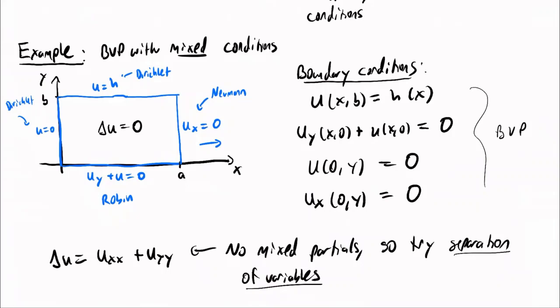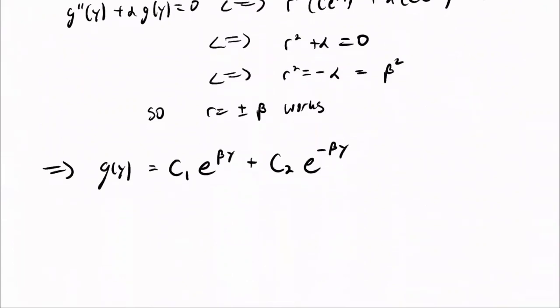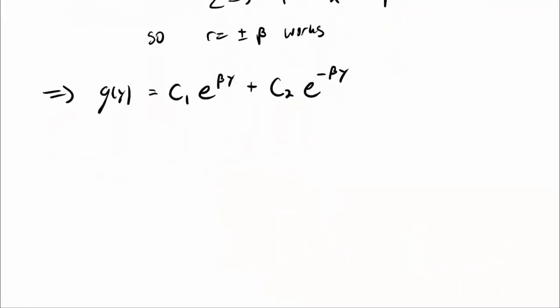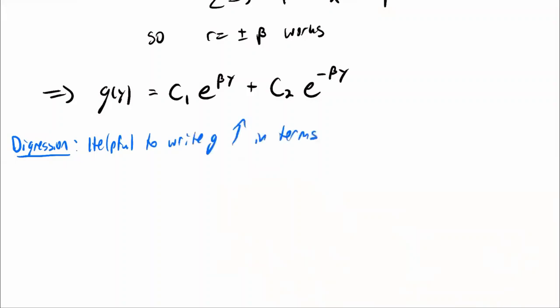It turns out that for these types of problems, when we're dealing with exponentials, it helps for computation to rewrite this formula for g in a slightly different way. And so what I'm going to do is just do a little bit of a digression to get to that point, and then we'll return to solving the problem. Right, and so as a digression, it's helpful to write this function g in terms of what are called the hyperbolic sine and cosine functions.